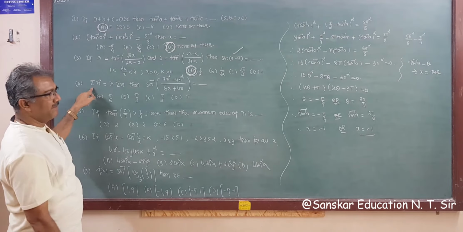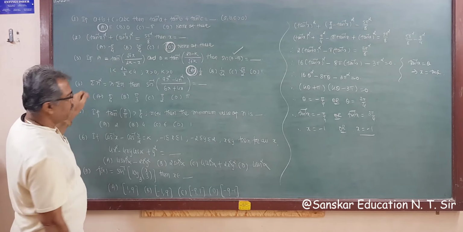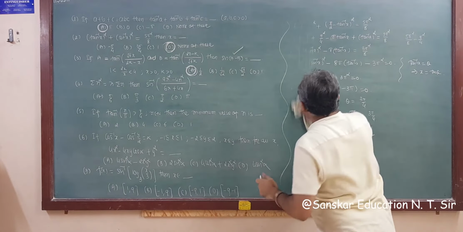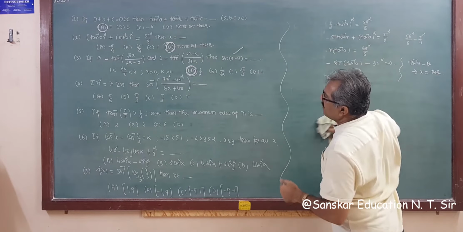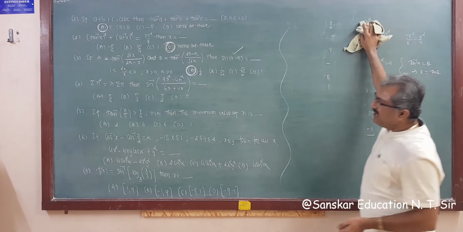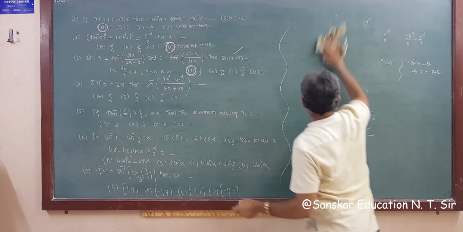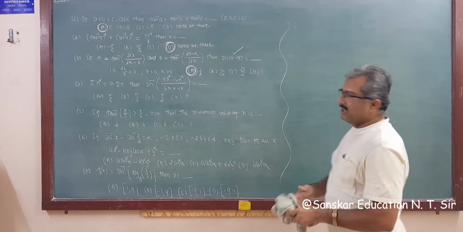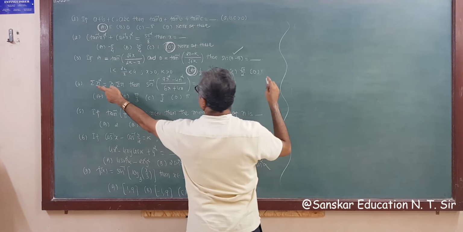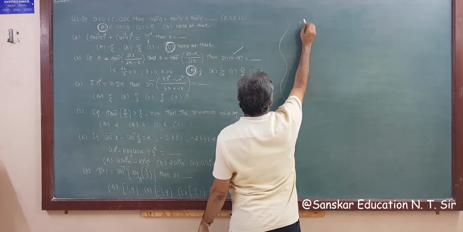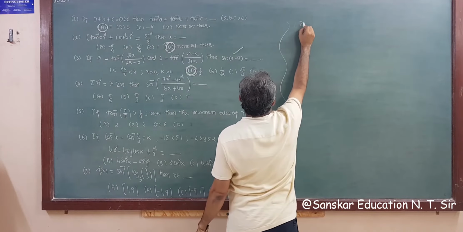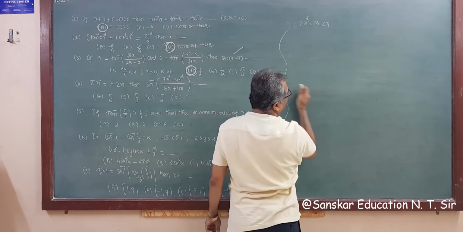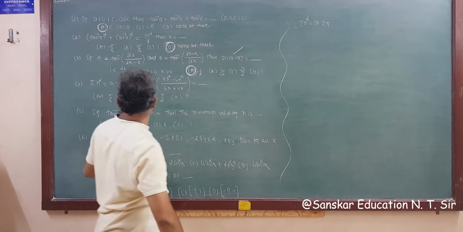Now then this one, the fourth question. So we need some space. What is given? Sigma n square is equal to lambda sigma n. This is given. Sigma n square is equal to lambda sigma n, right?